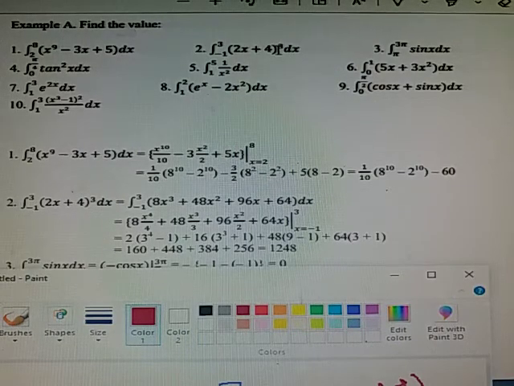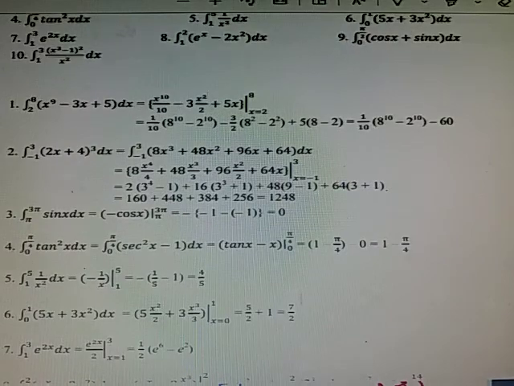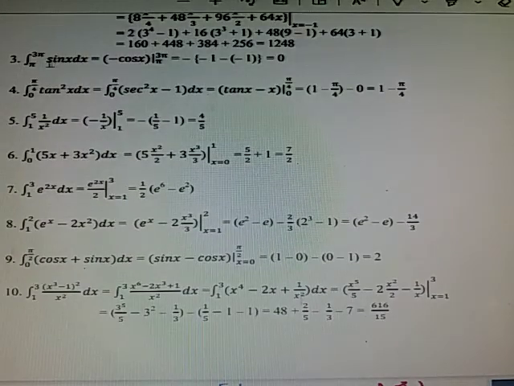So 2x plus 4 whole cube, you expand it, you are getting 8x cube plus 48x square plus 96x plus 64, etc. Then you put the limits from minus 1 to 1. Next number 3 is sin x. Integration of sin x is minus cos x, and it is from pi to 3 pi.